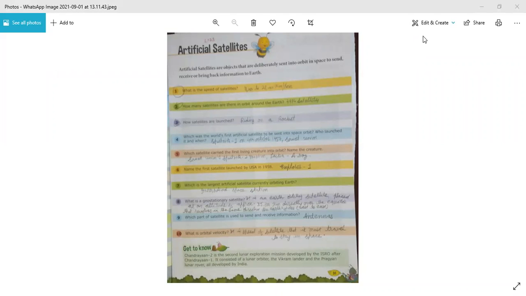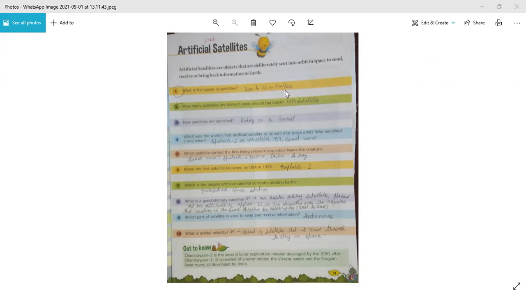Now, bache, the next chapter we have is artificial satellite. In this chapter, you have to learn these one word answers. For example, what is the speed of a satellite? It is about 11,000 to 20,000 kilometers per hour. It is written in front of you. You just learn it side by side.